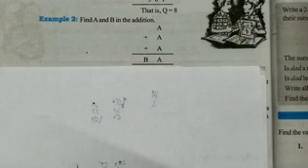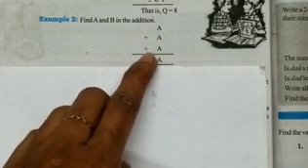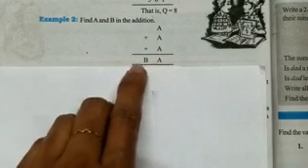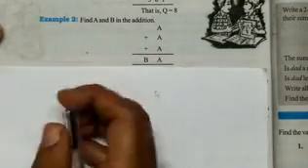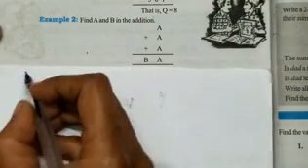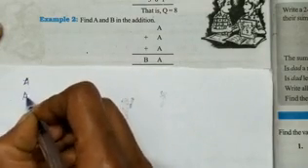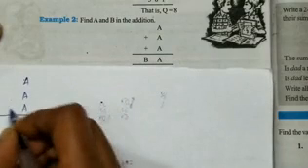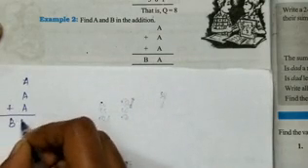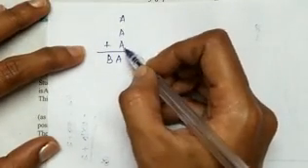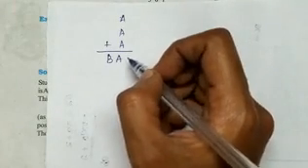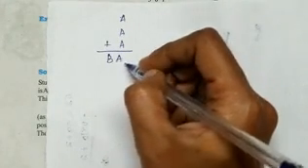Example 2. Find A and B in the addition. Here see we have A plus A plus A. So the answer is BA. We have to find the values for A and B. Okay. Question is A plus A plus A. Answer is BA. Adding these three numbers should give the same number here, isn't it?